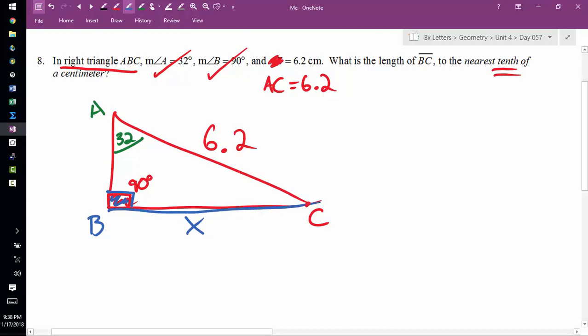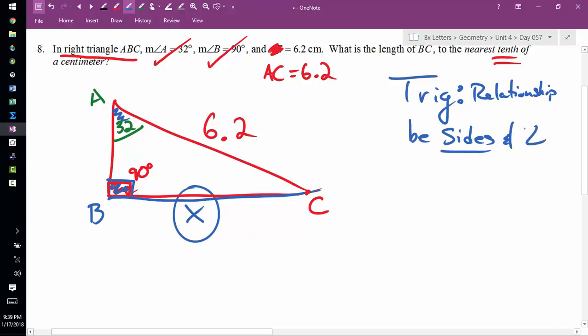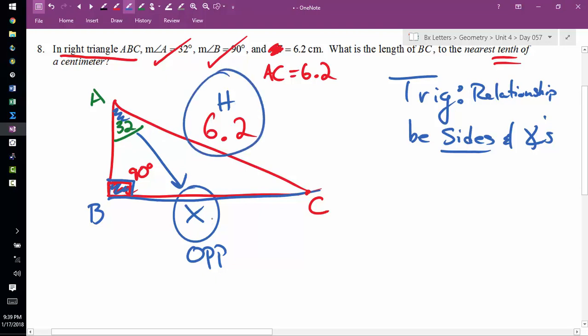So I've got everything labeled. I see I have an angle, and I see I'm looking for a side. That's trig. All right, trig is the relationship between sides and angles. All right, and that's exactly what this problem is. It's like, how can this reference angle of 32 tell you something about the opposite side when you use the hypotenuse and the correct trig function? So when I have hypotenuse and opposite, that's a sine trig function. That's opposite over hypotenuse. And the angle that I'm going to use is 32.